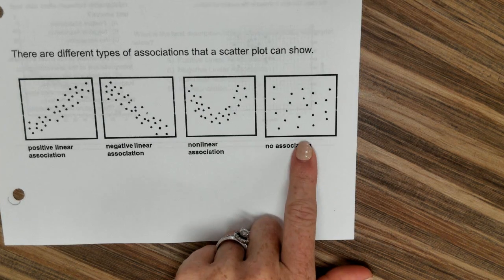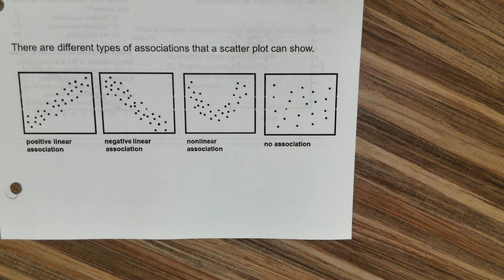And then what is this going to be called? No association. The dots are literally everywhere. They're all over the place, and they're not related. So this would be like if I want to know if there's a relationship between your height and your grade in math. What do y'all think? Absolutely, there's no relationship. I'm going to have short people who are doing great and short people who are not doing great. I'm going to have tall people who are doing great and tall people who are not doing great. There's no relationship going on. There's no association. Okay? That's how easy today is going to be.